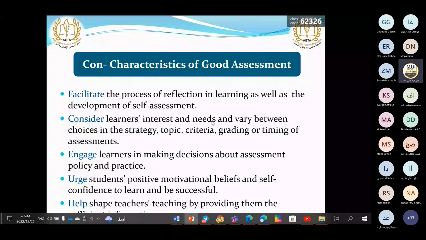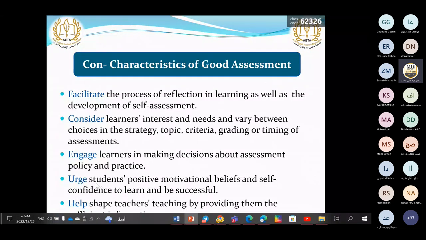Considering learners' interests and needs is very important. For example, there are many tough topics inside our curricula. Why don't you ask your student, what do you prefer? What do you like to write about? For example, some writing essays are very complicated for our students. So we can ask them about their interests. Also engage learners in making decisions, which is very important.